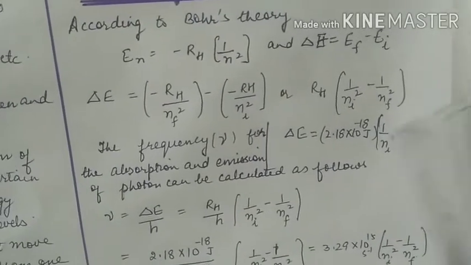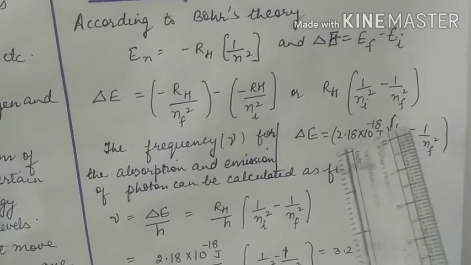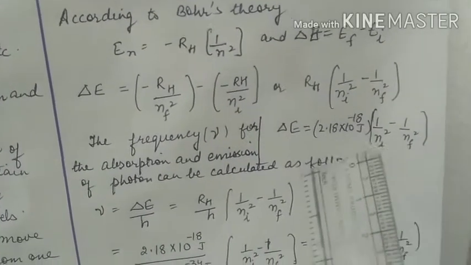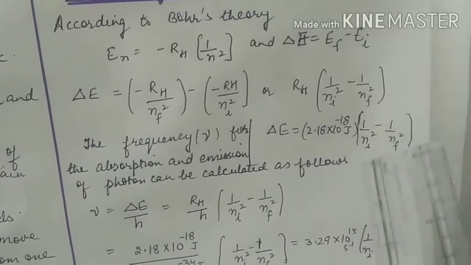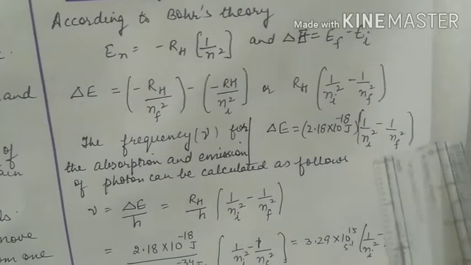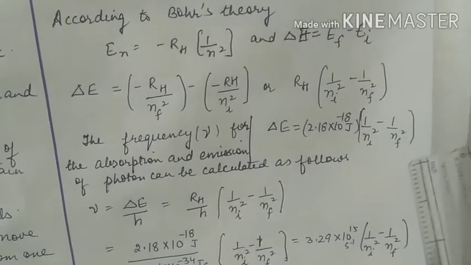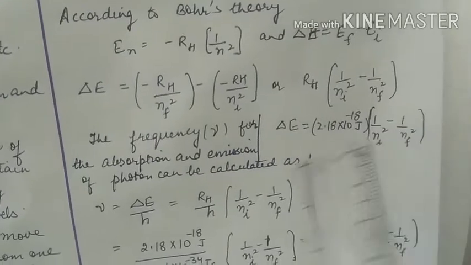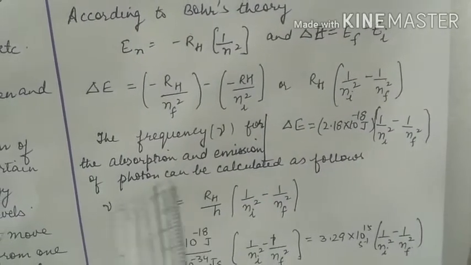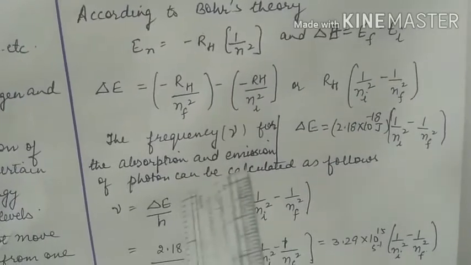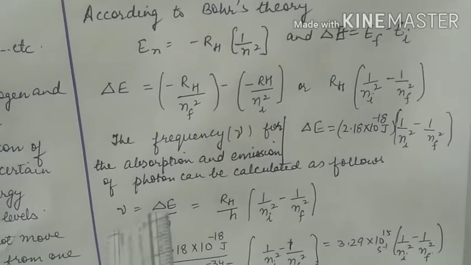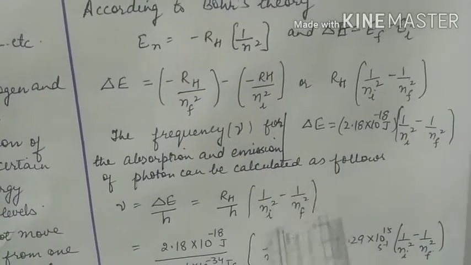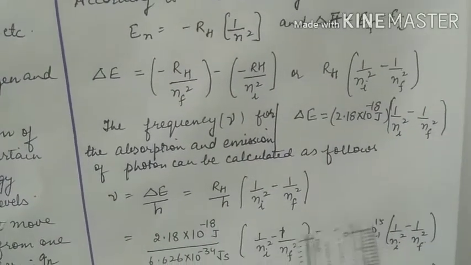Now putting the value of Rydberg's constant, 2.18 into 10 to the power minus 18 joule, we get delta E is equal to 2.18 into 10 to the power minus 18 joules into 1 by ni square minus 1 by nf square. This is the energy change. We can also calculate frequency. You know delta E is equal to h nu. So to get nu, you divide delta E by h. The frequency will be nu is equal to delta E by h, or RH upon h into 1 by ni square minus 1 by nf square.